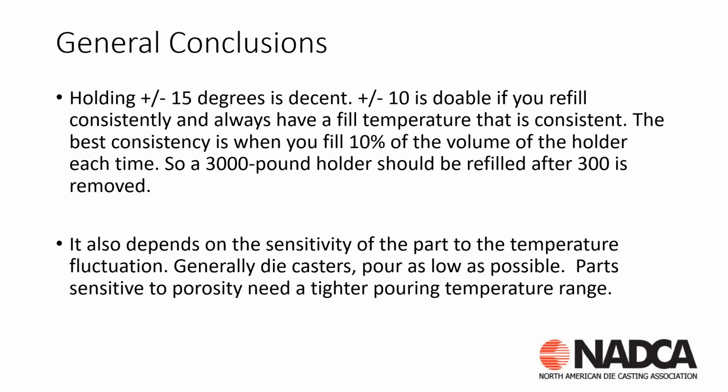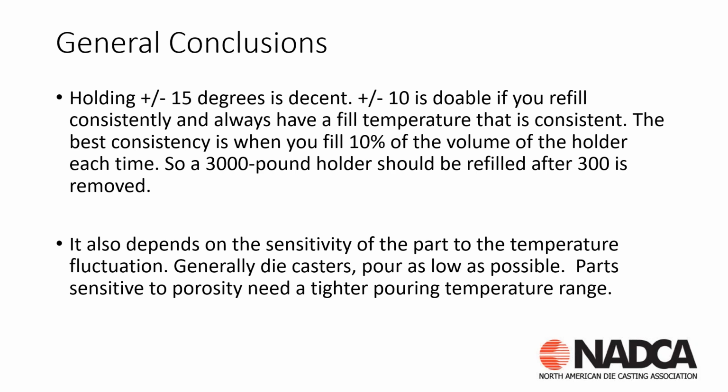If we're bringing down a full 1,000 pound ladle or a 3,000 pound holder, then that's 30% of the volume. It's going to affect the overall temperature. The other thing is what I've already talked about, and that is depending on the sensitivity of the part. So if you have a part that has very tight tolerances, the furnace temperature is going to be something we're going to want to control, because as the furnace starts to range, it's going to dimensionally affect your casting.